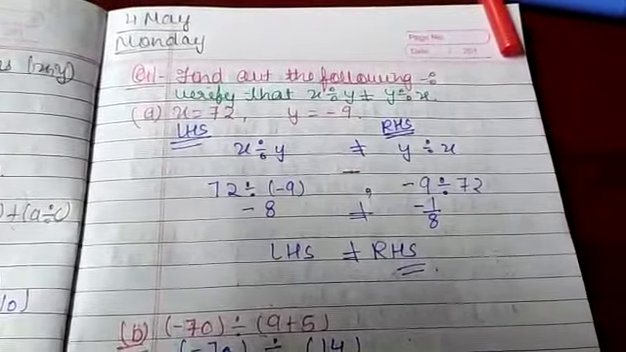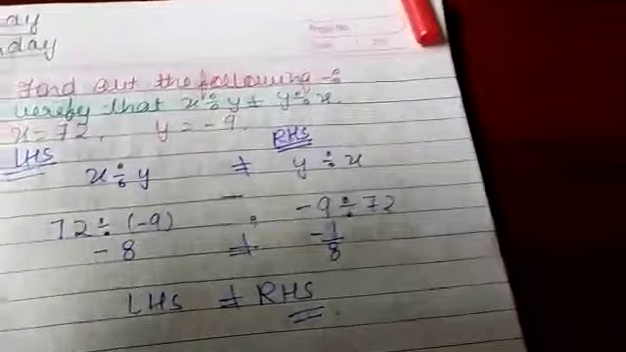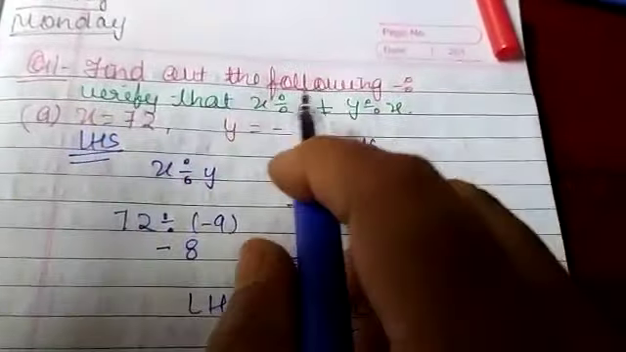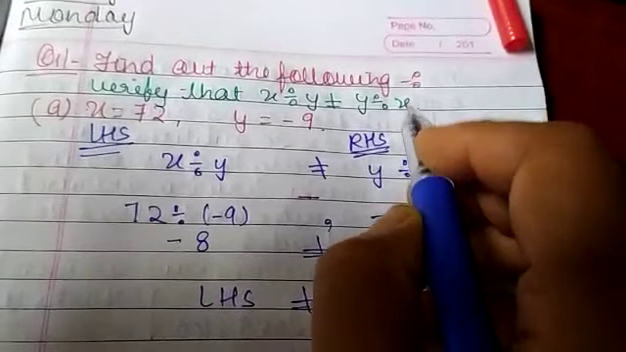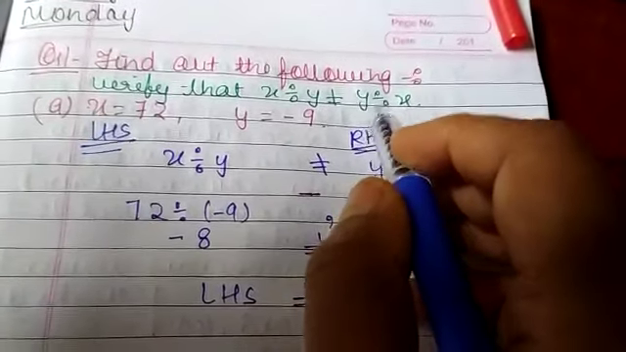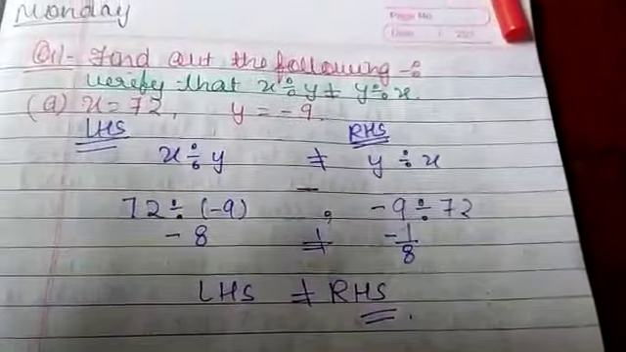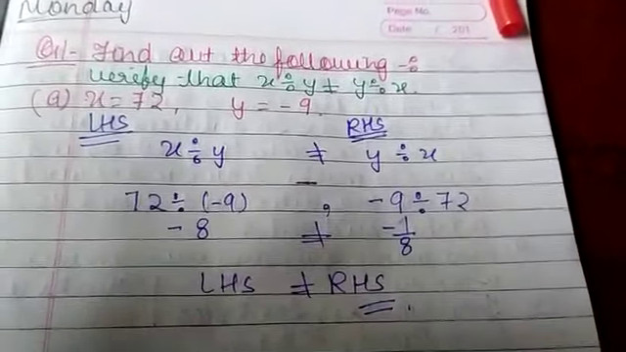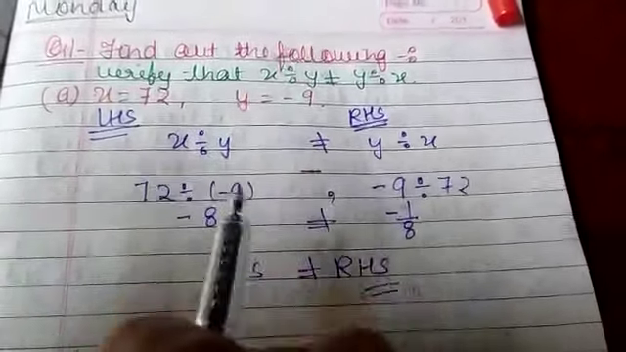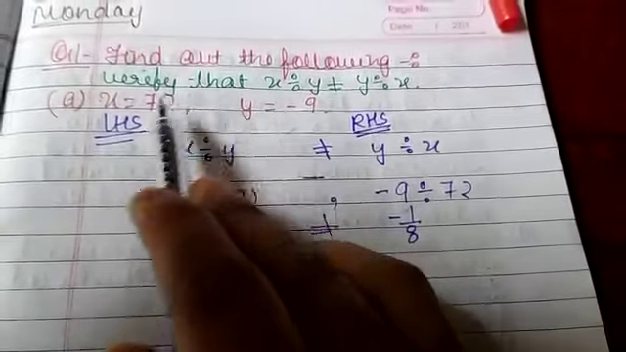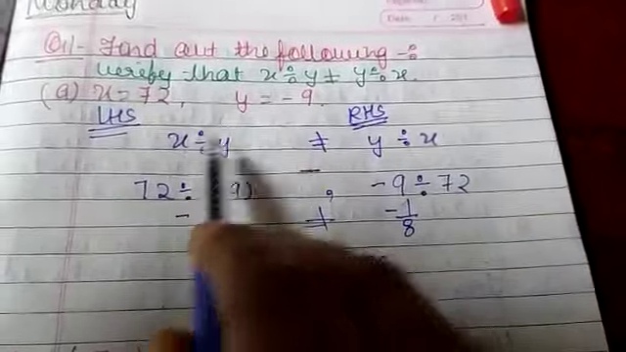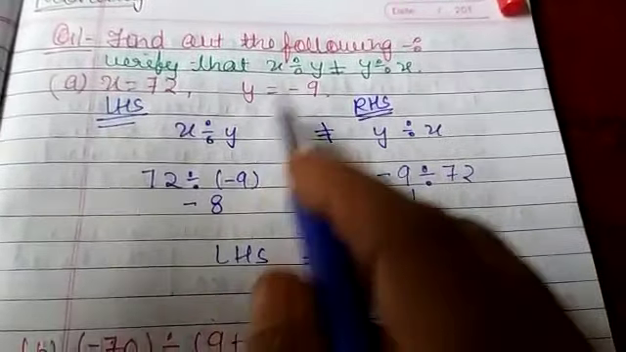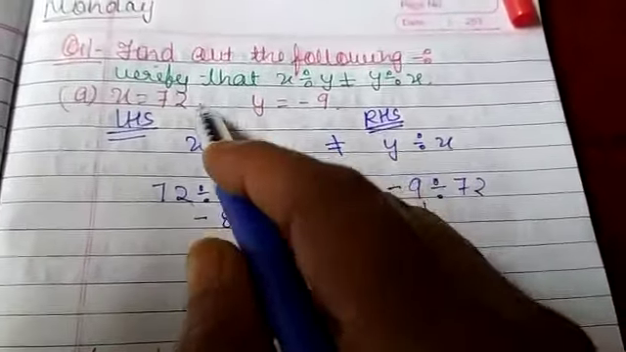So the first one is: find out the following, and you have to verify that x divided by y is not equal to y divided by x. Although we already know that division doesn't follow closure, associative, commutative as well as distributive property, here we have to clarify it. So let's take LHS and RHS. LHS is this and RHS is this: x divided by y and y divided by x. Let's replace the values of these.